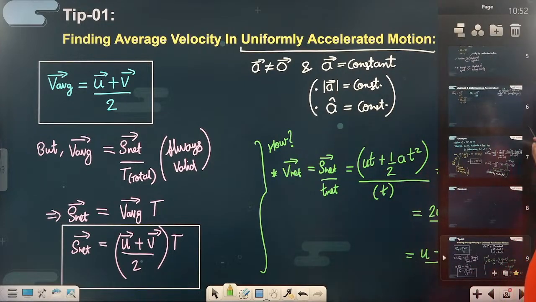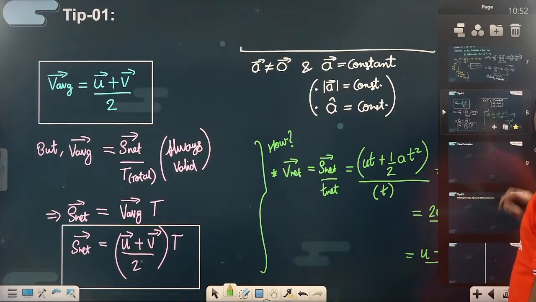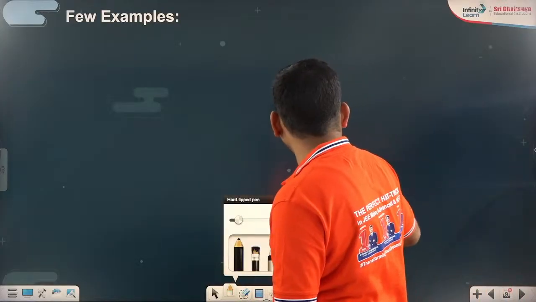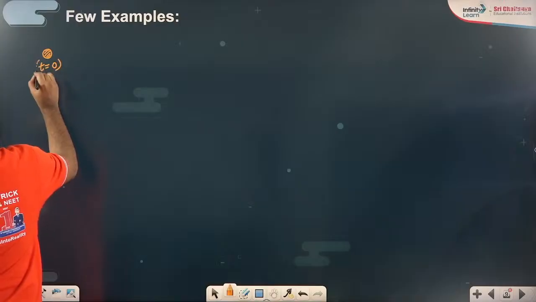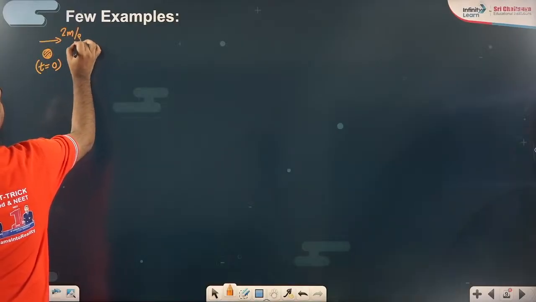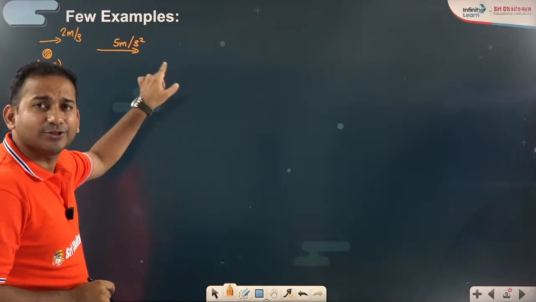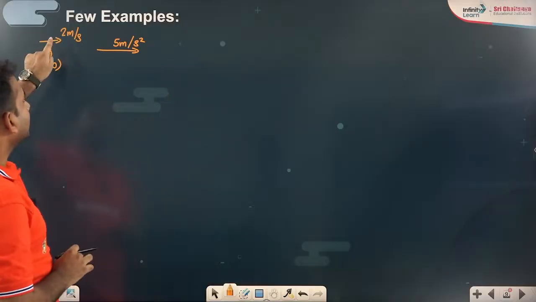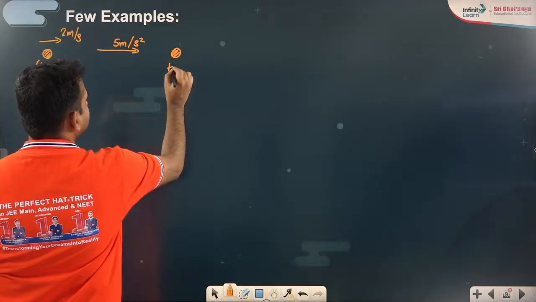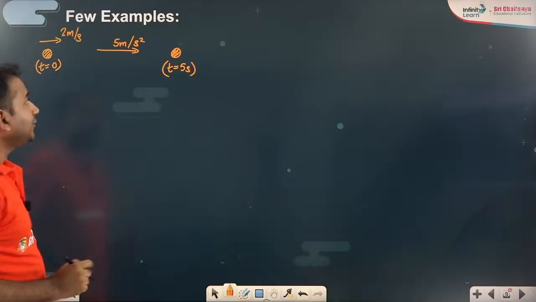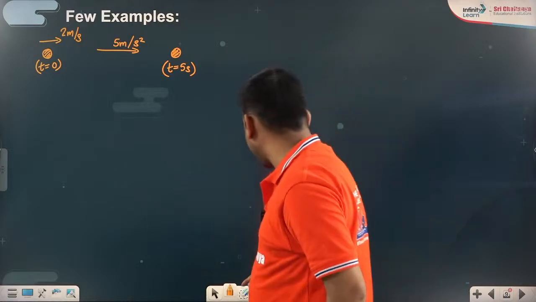Now, let me do a few examples for you. Where do we use that technique? For example, first, suppose the examiner is telling you that there is a particle at t equals 0. This particle is moving with 2 meter per second and its acceleration is given as 5 meter per second square. I'm not writing a equal to this because by the units you can easily judge which physical quantity it is. So 2 meter per second is the initial velocity, 5 meter per second square is its acceleration, and at t equal to 5 seconds it has reached somewhere, and you have to tell me the displacement covered, the final velocity, the average velocity, everything. So let me do that for you.